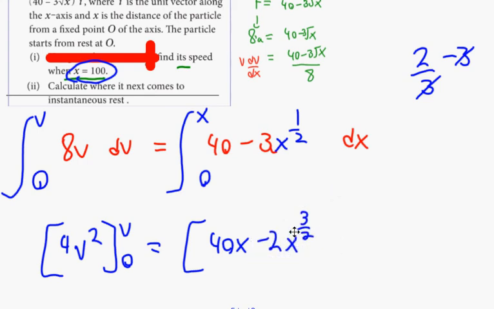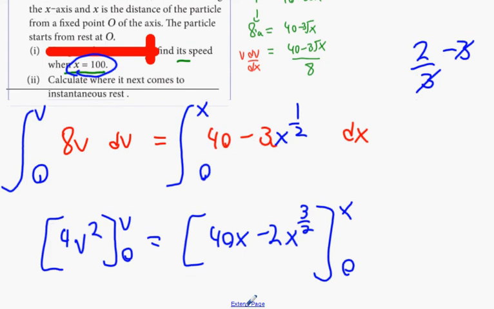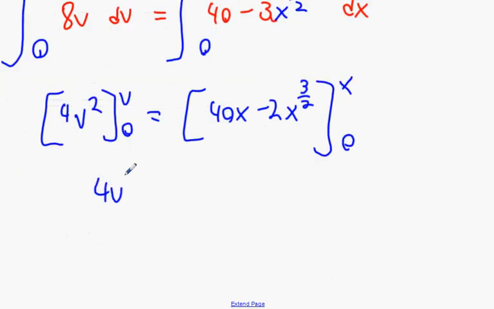What happens if you differentiate that? You multiply by 3 over 2, which gets you your minus 3 back. Take 1 away from the power, which will get you your half back. So you know you're right. With the limits x equals 0, we get 4v squared equals 40x minus 2x to the 3 over 2.